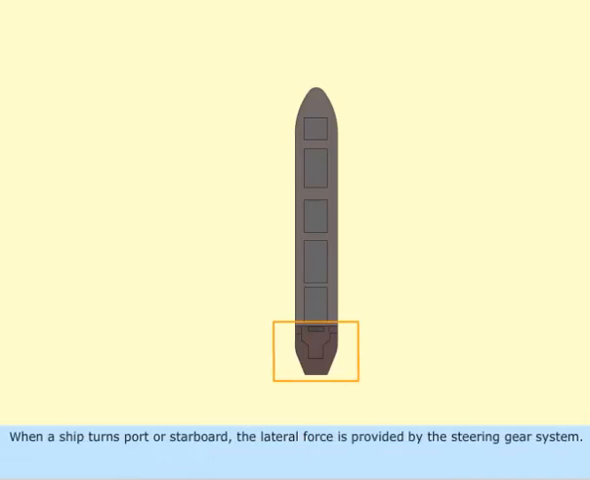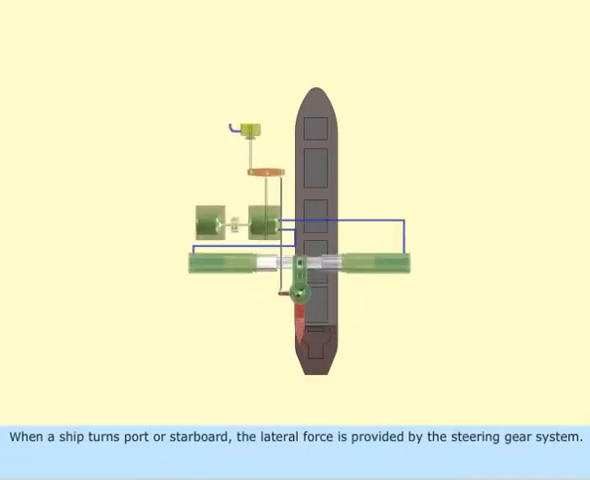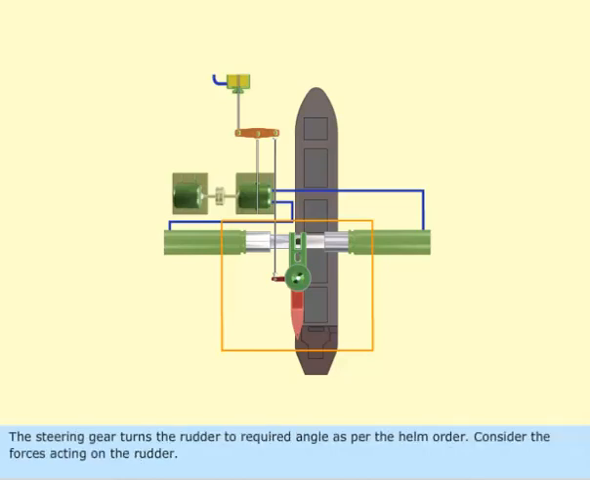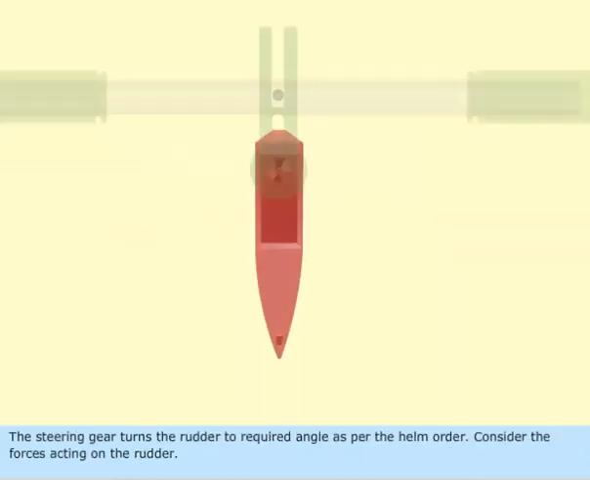When a ship turns port or starboard, the lateral force is provided by the steering gear system. The steering gear turns the rudder to required angle as per the helm order. Consider the forces acting on the rudder.